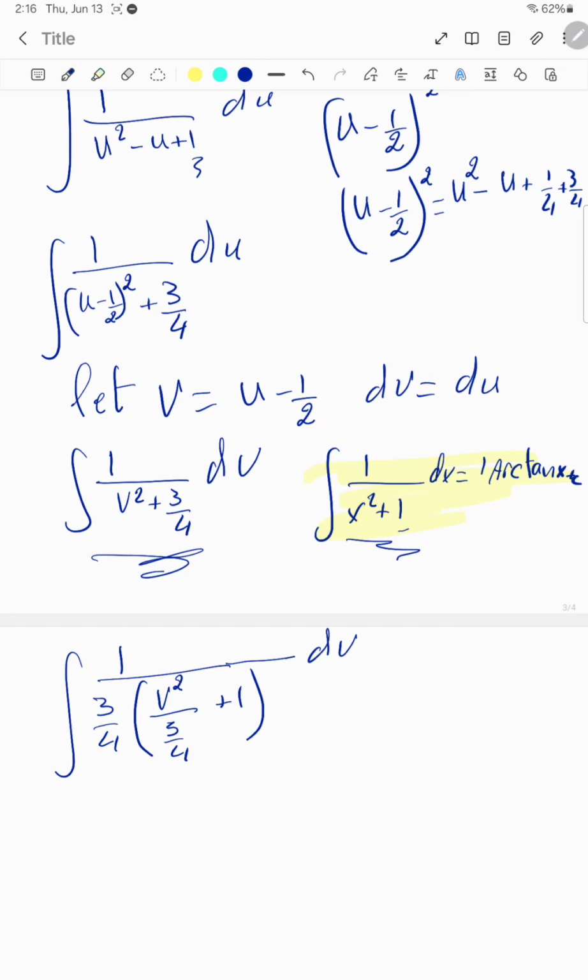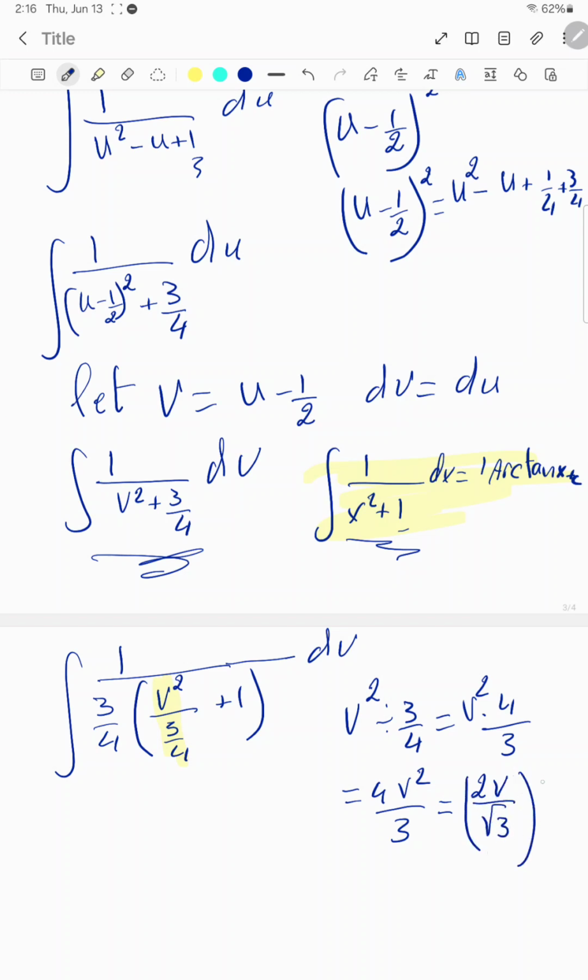Now I want to work on this to make it v squared. So I take v squared divided by 3/4. It is equal to v squared times 4 divided by 3, so it is equal to 4v squared divided by 3. So it is equal to (2v divided by square root of 3) squared.